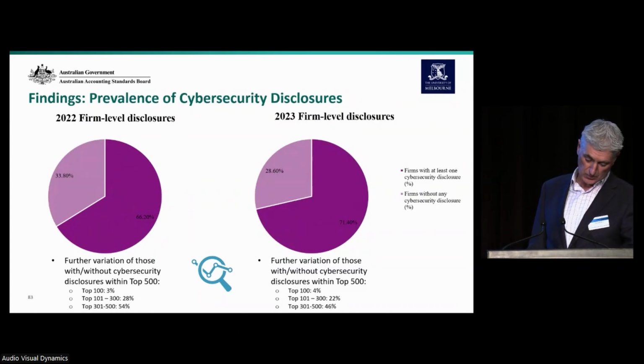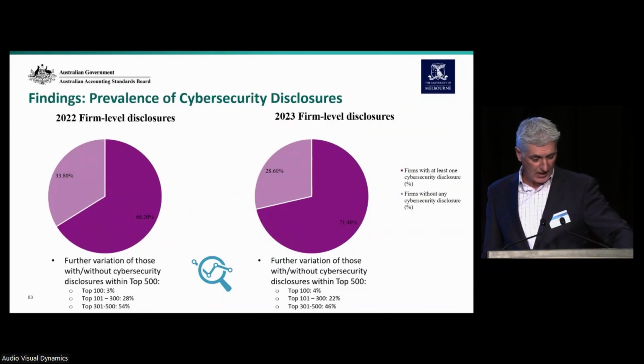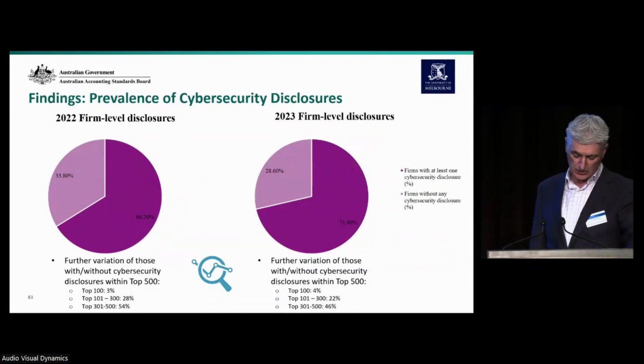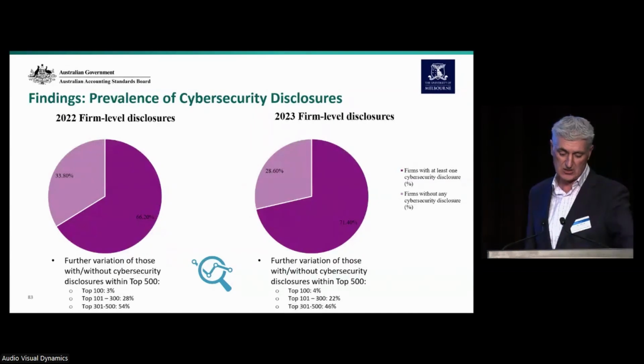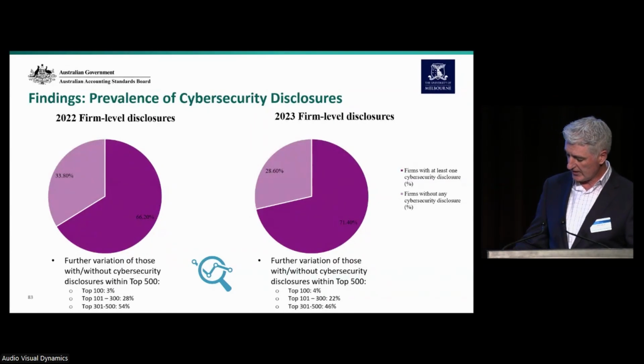where across both years, nearly half of the bottom 200 of the top 500 did not disclose any cyber-related information in their annual reports. This last finding perhaps highlights the vulnerability of smaller organisations to cyber risk due to potential lack of awareness and detection resources.